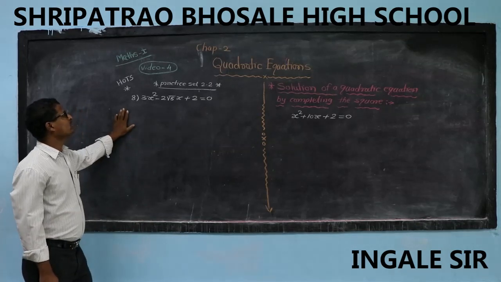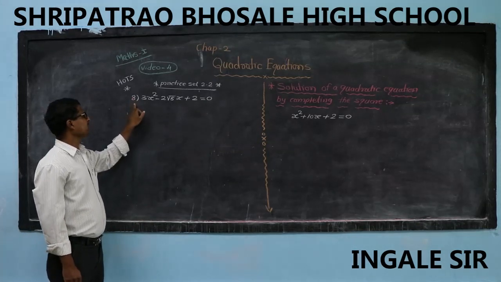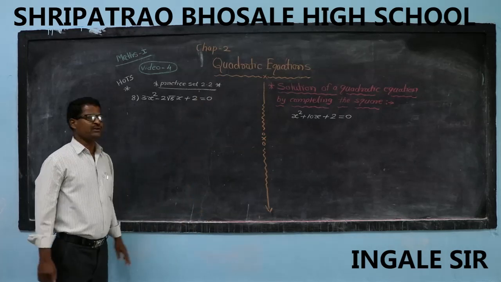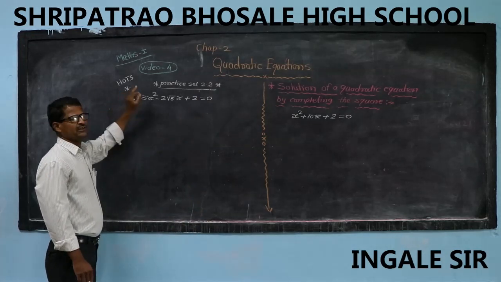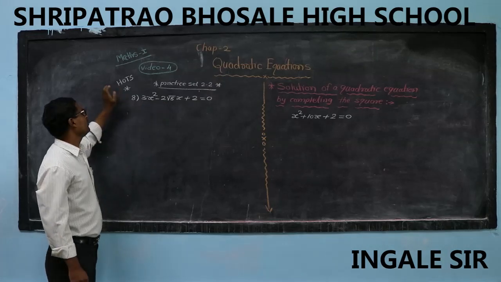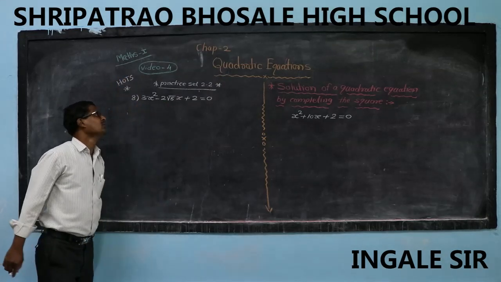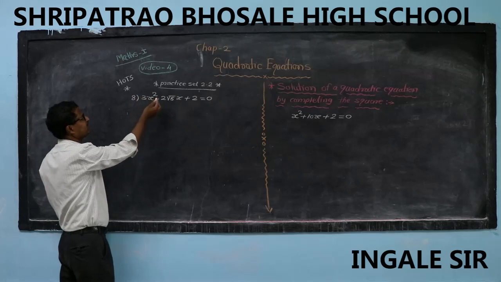In the fourth video, we see the eighth example in practice set 2.2. The eighth example is a HOT example, that means higher order thinking skill. The example depends upon higher order thinking skill. So the example is number 8.